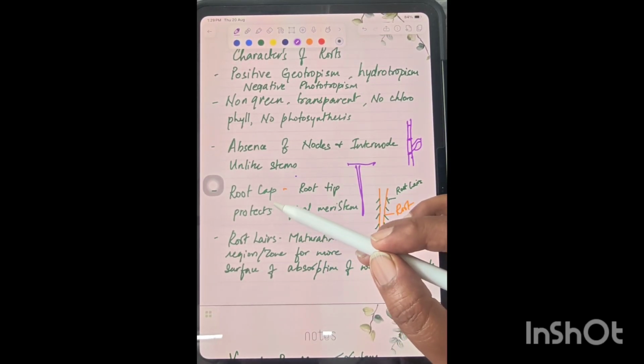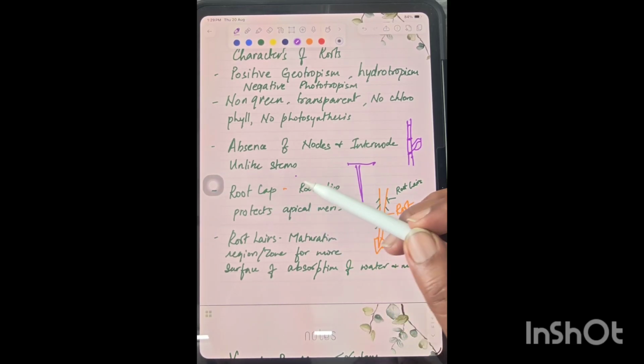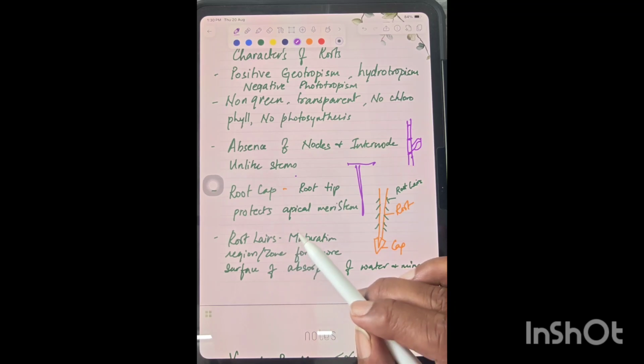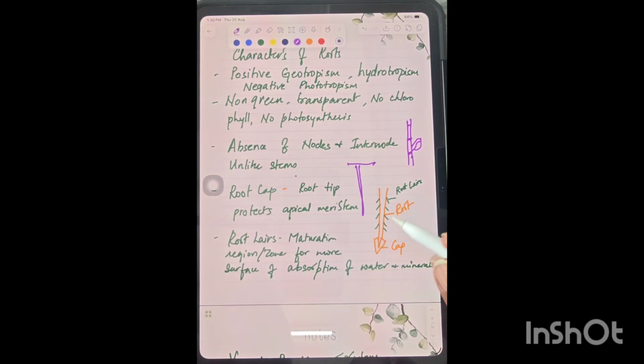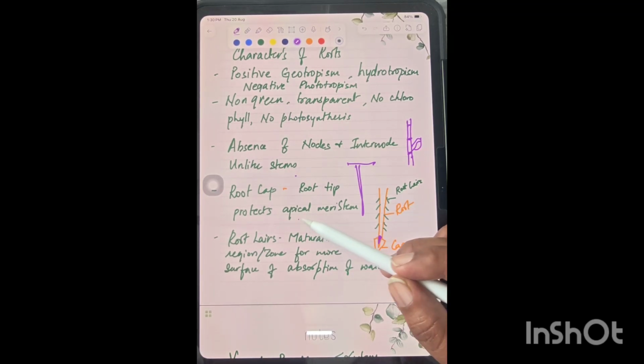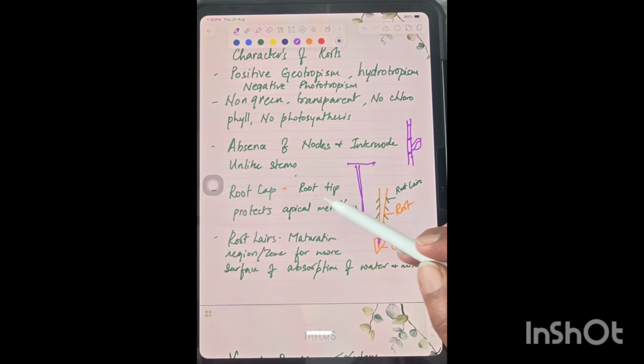Next, there is one of the important parts of the plant which is called the root cap. Suppose this is the root, at the tip of the root there is a root cap which protects the apical meristem present inside the root tip. Apical means tip and meristem means the cells which are actively dividing. So these two terms clearly say that one important part is present at the tip of the root, and it is protected by the root cap.